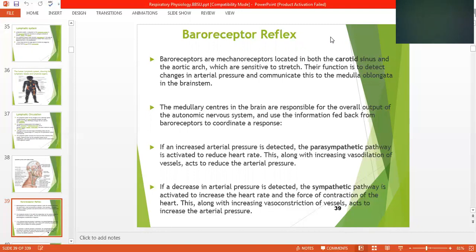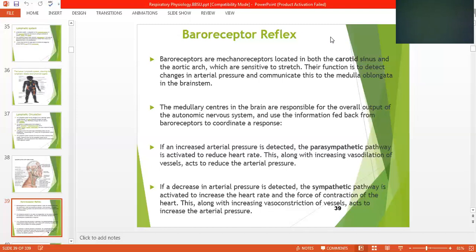The medullary center in the brain is responsible for the overall output of the autonomic nervous system, as I have mentioned, because the autonomic nervous system consists of sympathetic and parasympathetic, and this is controlled by the medullary center, which is present at the medulla oblongata above your neck, at the base of the skull, and uses the information feedback from the baroreceptors to coordinate the response. If an increased arterial pressure is detected, the parasympathetic pathway is activated to reduce heart rate. This, along with increasing vasodilatation of the vessels, acts to reduce the arterial pressure.